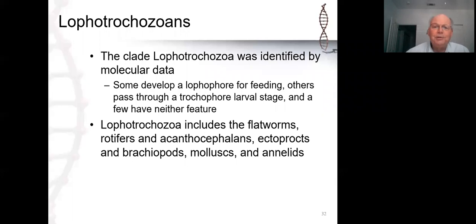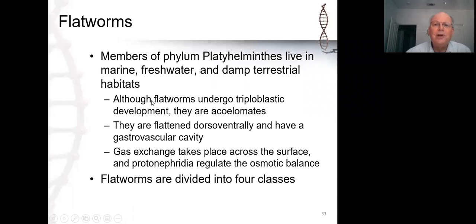The major clades that we're going to look at are the flatworms, platyhelminthes, the rotifers and acanthocephalans. This is the new clade, and I've forgotten the name of it now, but we'll get to it. Then we have the lophophore clades, the ectoprocs and the brachiopods. The mollusks, which is a reasonably large clade, but we don't dig terribly deeply into it. We will spend a little bit of time with it. And then the annelids. So let's begin with the flatworms, otherwise known as platyhelminthes.